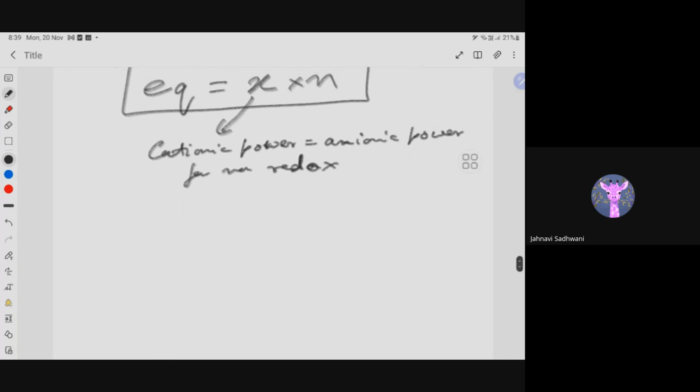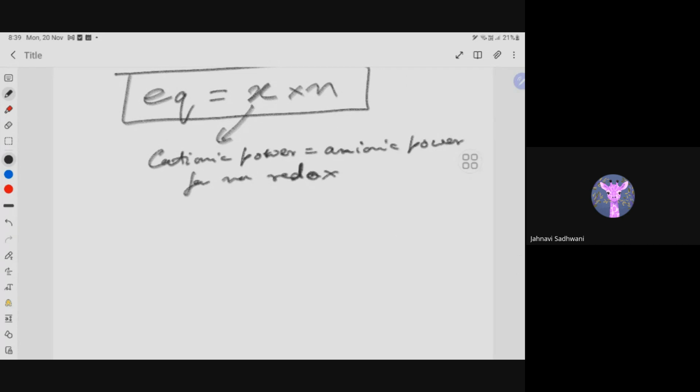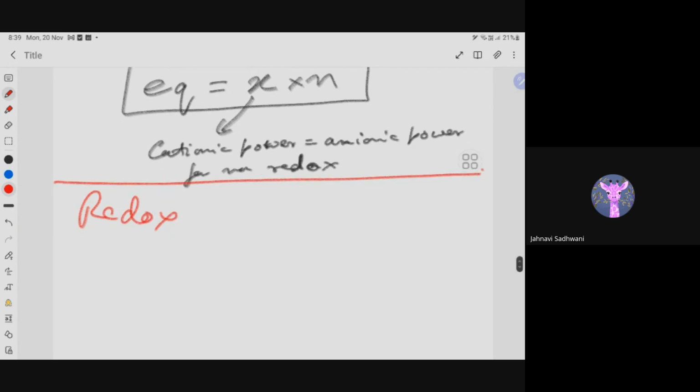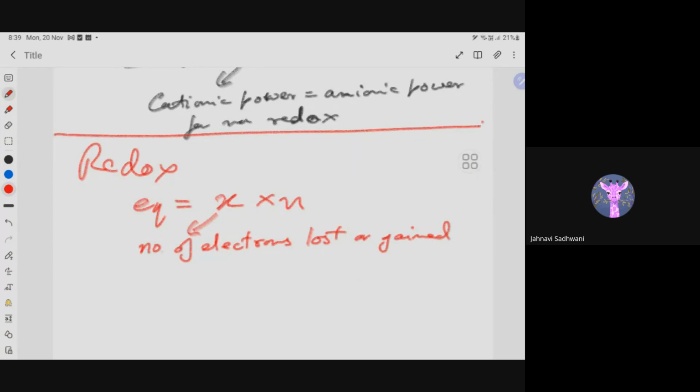Now in redox, if you want to take a snapshot, you can. Now in a redox reaction, equivalence is again equal to X factor into N. Here the X factor is the number of electrons lost or gained. Not plus or minus, either lost or gained. If you lose 2 per molecule, your X factor is 2. If you gain 2 per molecule, your X factor is 2. Number of electrons lost or gained per molecule. Is that clear, guys?